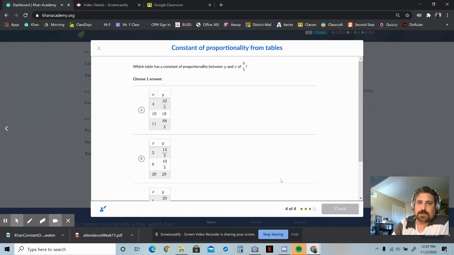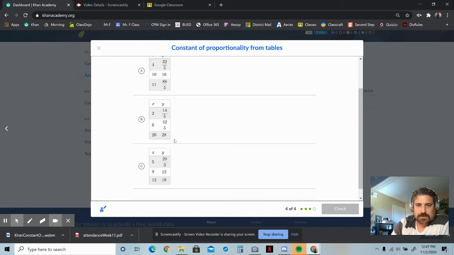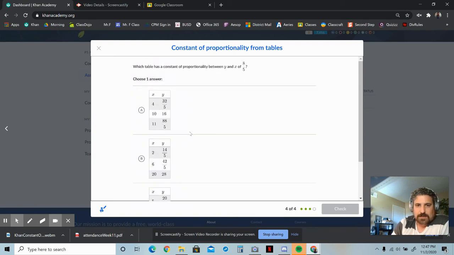Let's look at the next one. Which table has a constant proportionality between y and x of 8/5? So y being 8 and x being 5. It's just the ratio of y over x. So looking at the situation here, there's some funky fractions and stuff. Let's just start with whatever is easiest to look at.